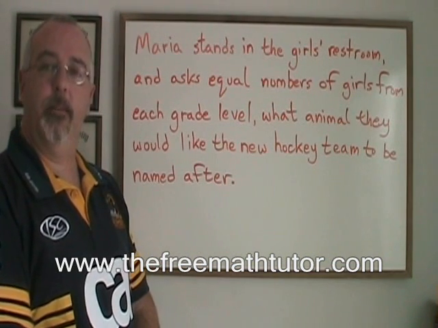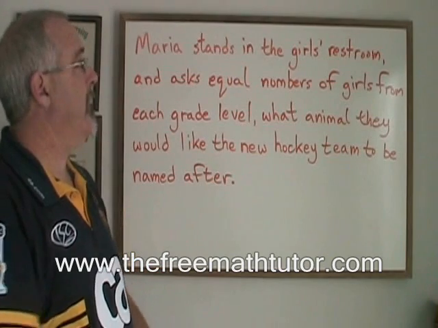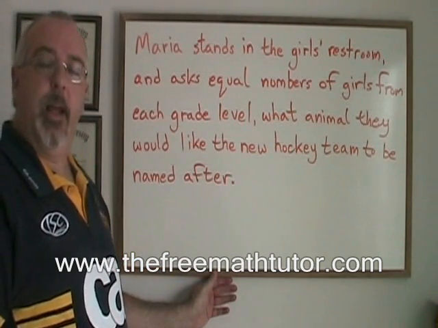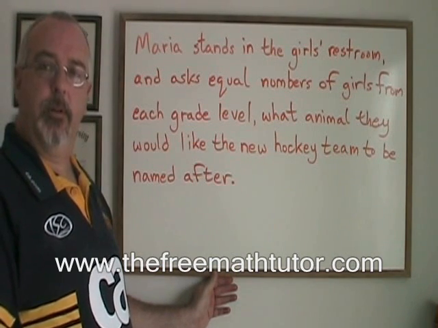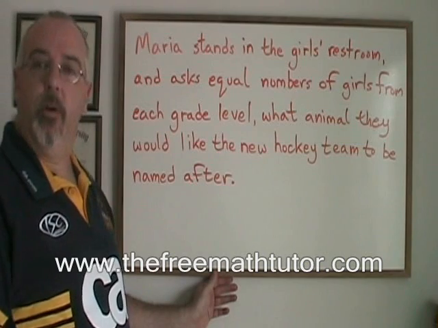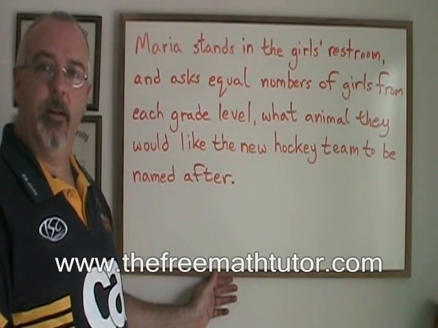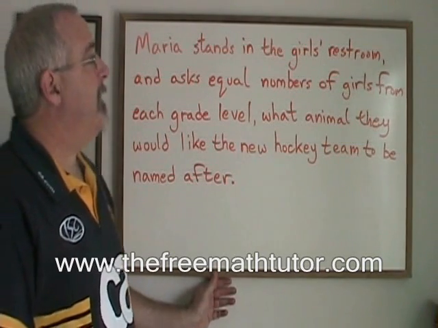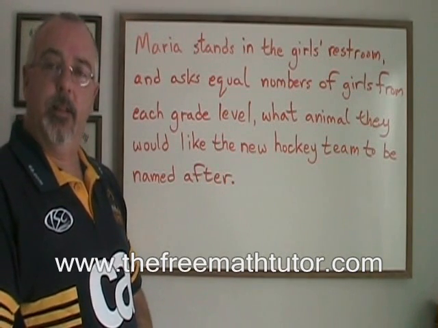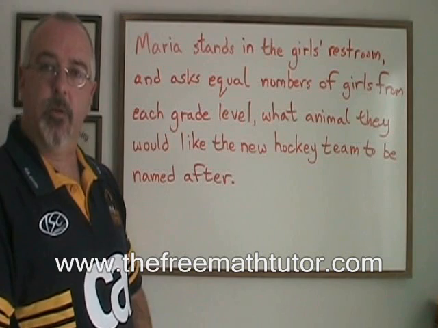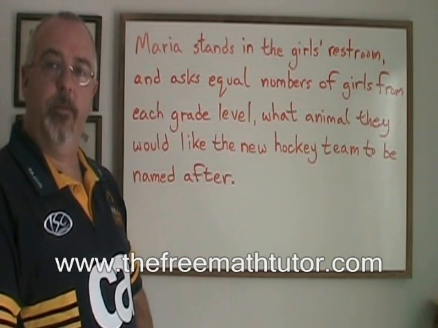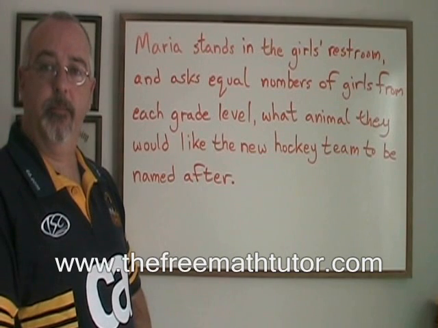Another student who I have asked to conduct a survey is Maria. Maria stands in the girls' restroom and makes sure to ask equal numbers of girls from each grade level the question, what animal would they like the new hockey team to be named after? But Maria has introduced bias because she's only asking girls. And this decision should be made by all of the students in the school, both boys and girls. This is another form of data collection error.